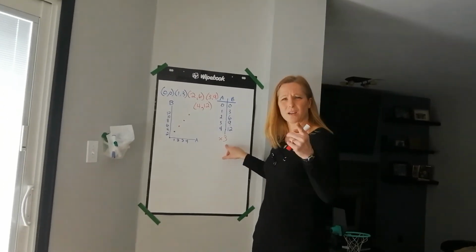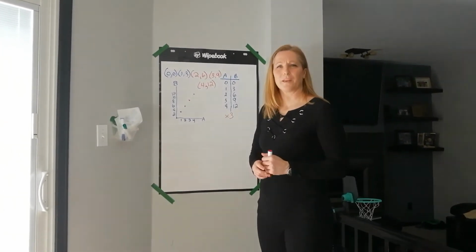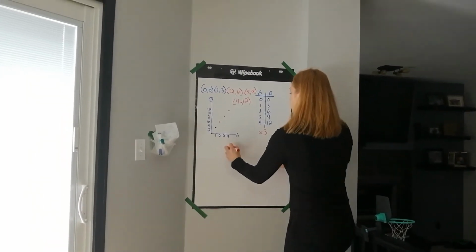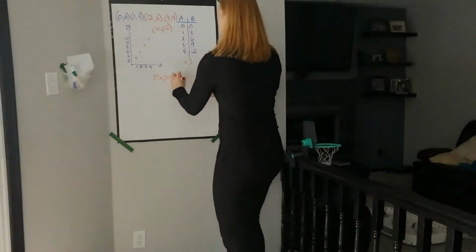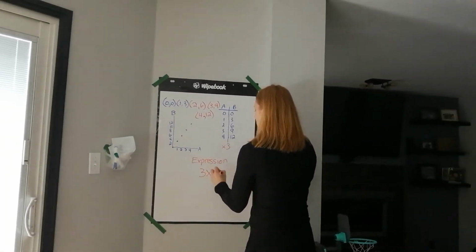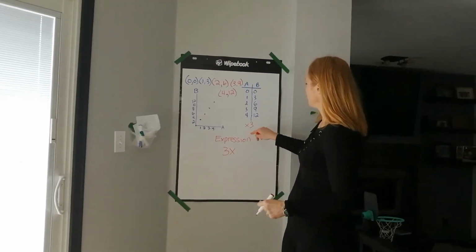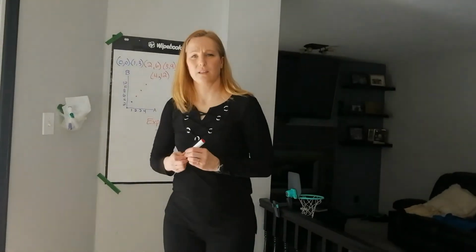Times 3. Mark, do you remember how I make an expression out of times 3? 3x. Perfect. So my expression is 3x, which means 3 times x, or in this case, A will give us B.